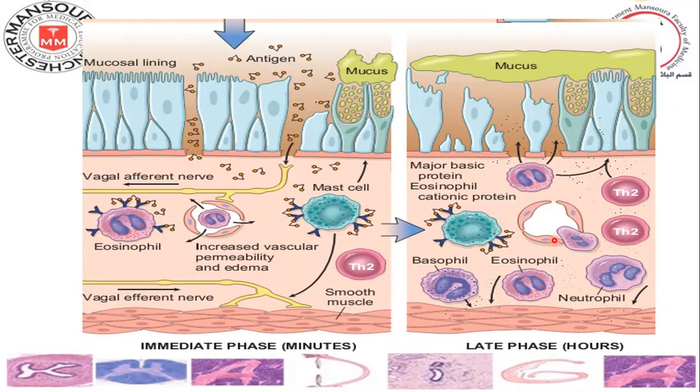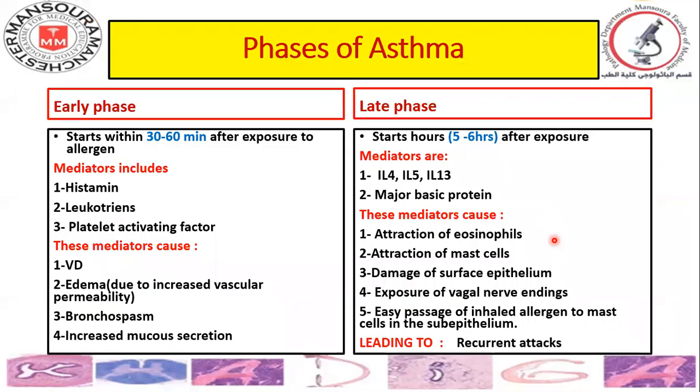So, what is the difference between early and late phase? Early phase bronchial asthma occurs within minutes after exposure to the allergen, from 30 to 60 minutes, while late phase occurs within hours after exposure. The mediators of the early phase are histamine, leukotrienes, and platelet activating factors, and these mediators lead to vasodilatation with increased vascular permeability causing edema of the bronchial tree, increased mucus secretion causing mucus plugs, and bronchoconstriction.